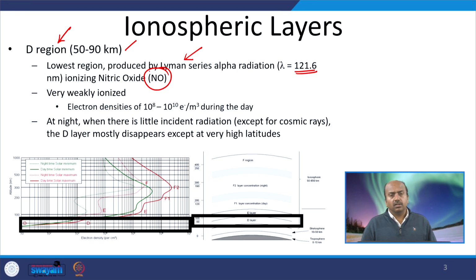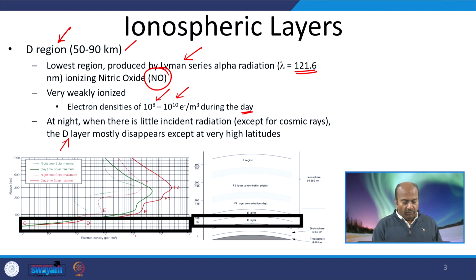It is weakly ionized, that means the total electron density that you can find in this region is not much. It can vary from 10 to the power of 8 up to 10 to the power of 10 during the daytime. Okay. So, depending on the time of the day, the electron density may vary. Mid afternoon the electron density will be highest, right. And at night when there is no direct sunlight, when there is little incident solar radiation except for the cosmic rays, the D layer almost disappears except at very high latitudes.